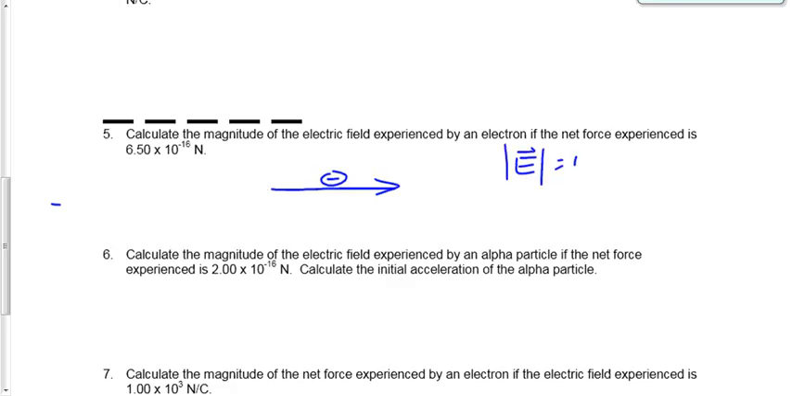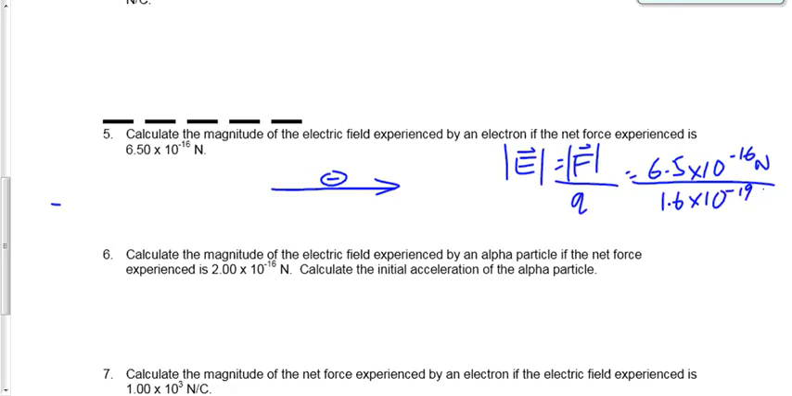We know the force that it experiences is 6.5 times 10 to the negative 16. We know the charge of the electron, it's on our data sheet, it's 1.60 times 10 to the minus 19 coulombs. Isn't that negative, though? Isn't the charge of an electron negative? Yeah, it is negative, but it doesn't matter here because we always drop the sign of the charge when we put it into an equation, right? So what is 6.5 divided by 1.6 times 10 to the minus 19? We get 4.06 times 10 to the 3, and the units would be newtons per coulomb. Good.